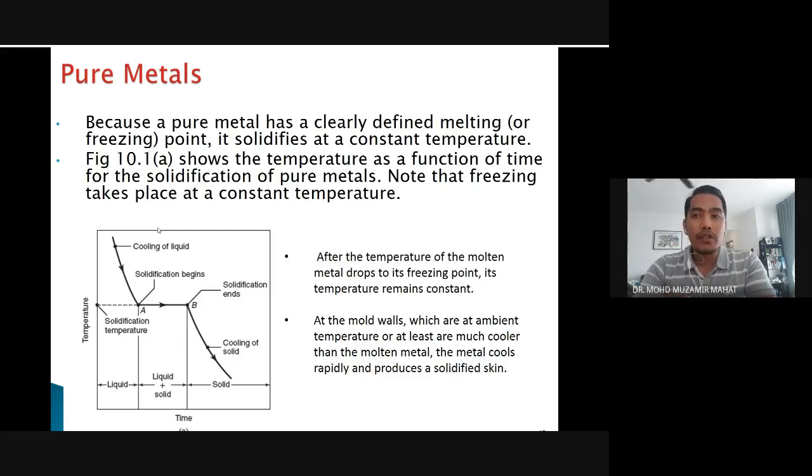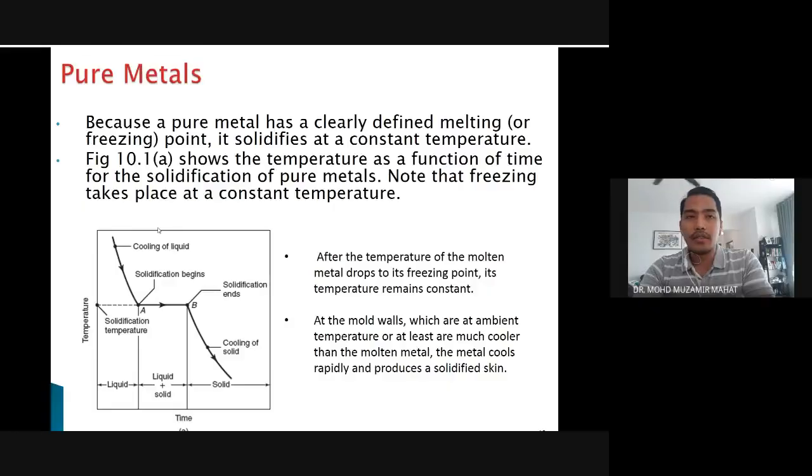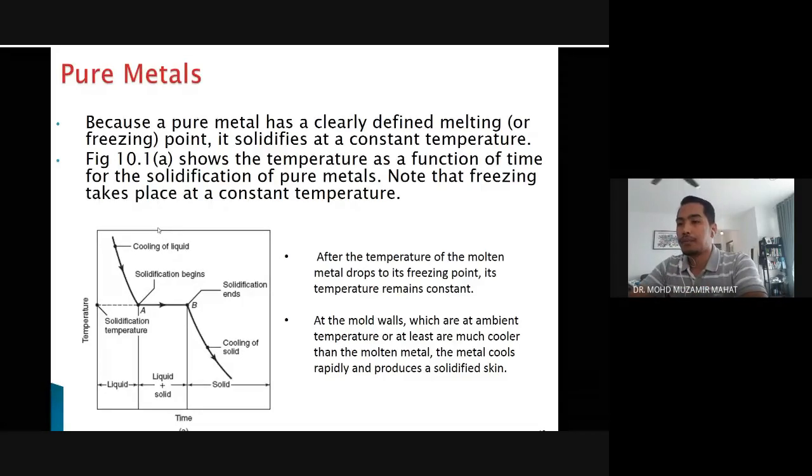Okay, if you see the figure down there, this is the figure of temperature versus time. Temperature is increasing and time is also increasing, from bottom to top on the y-axis for temperature, and the x-axis is the time.